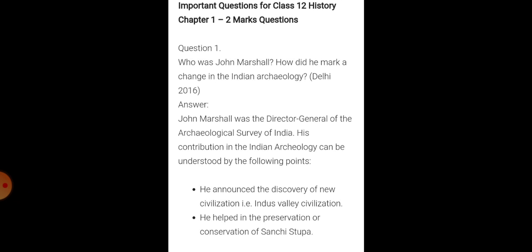Now we are going to read about some contributions which were made by John Marshall in the field of archaeology. First, he announced the discovery of a new civilization, that is the Indus Valley civilization. And the second is, he helped in the preservation or the conservation of the Sanchi Stupa.